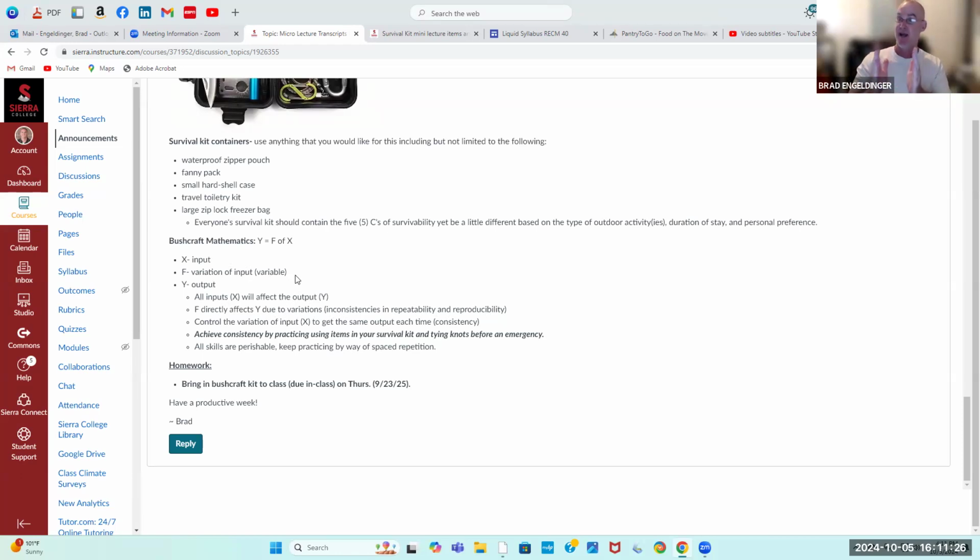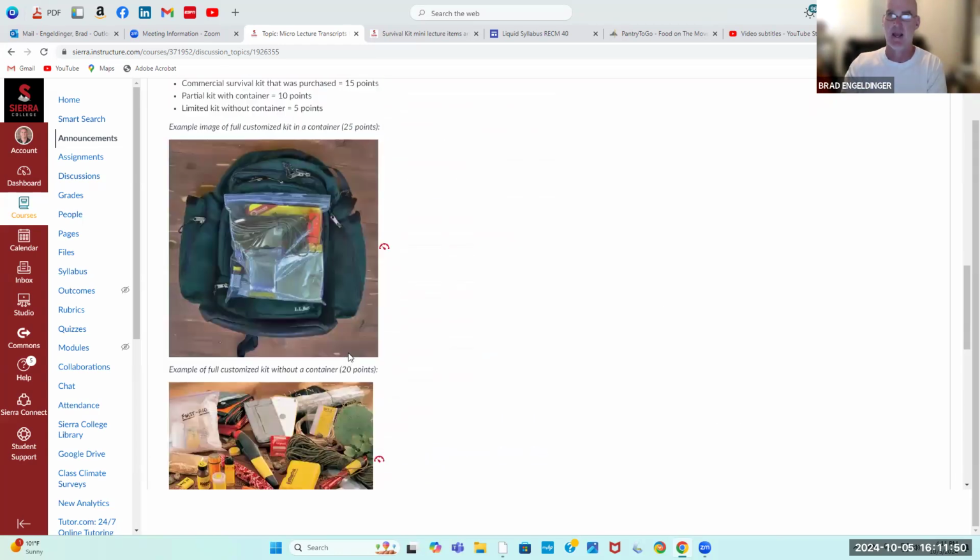So to have consistent outputs, especially in an emergency situation, you want to have practice using your combustion devices to start a fire, learn how to signal your signaling mirror correctly. So when that time counts in an emergency, you know how to use it. So achieve consistency by practicing and using the items in your survival kit, and that way you have them in an emergency. Remember, all skills are perishable, and keep practicing by way of spaced repetition.